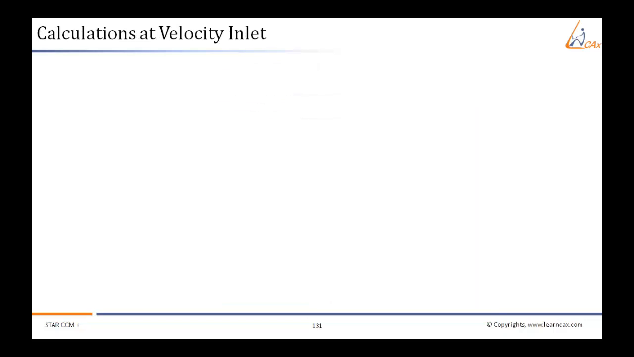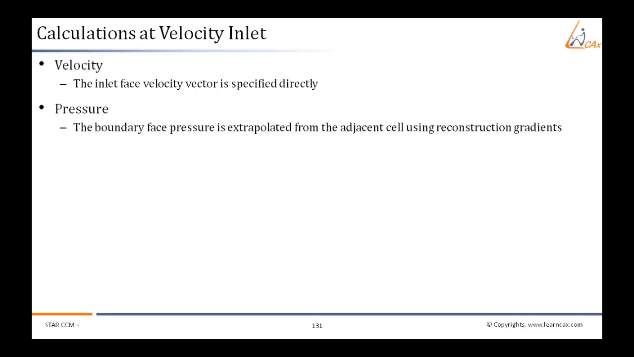After solver and material properties models, we come back to boundary conditions. We will see what user inputs are required for each boundary condition and how variables are internally calculated at different boundary condition types. First, let us see velocity inlets. For velocity, the inlet face velocity vector is specified directly. For pressure, the boundary face pressure is extrapolated from the adjacent cell using reconstruction gradients. For temperature, the inlet static temperature is specified.